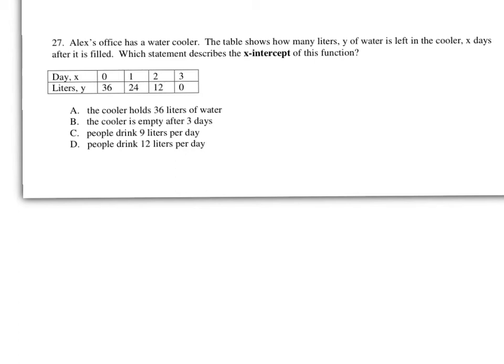So when I look at this table, x is on the top, and I'm looking for when y is 0. Here it is right here. So here are my two intercepts. This is my y-intercept. This is my x-intercept. They wanted to know specifically about the x-intercept. So when I read this, we're going to see that the x represents days. So we have 3 days, 0 liters of water. There was water to begin with, and it went down to 0. So it took 3 days for all of the water to be taken out of the office water cooler.